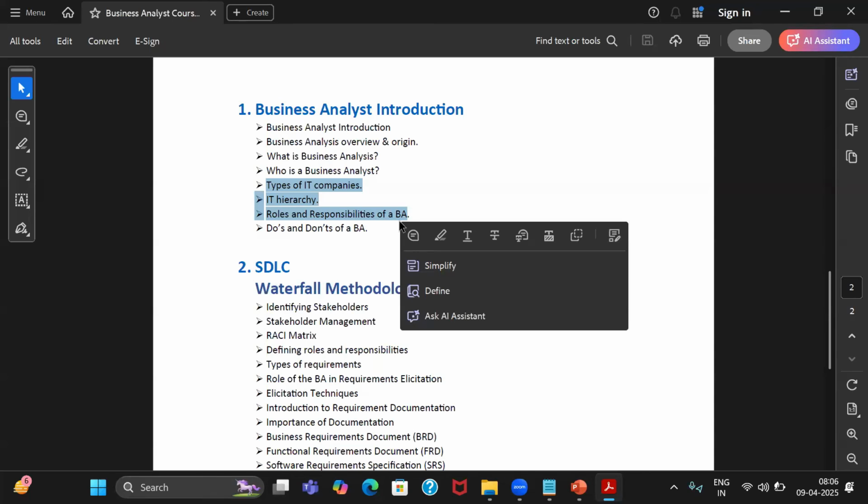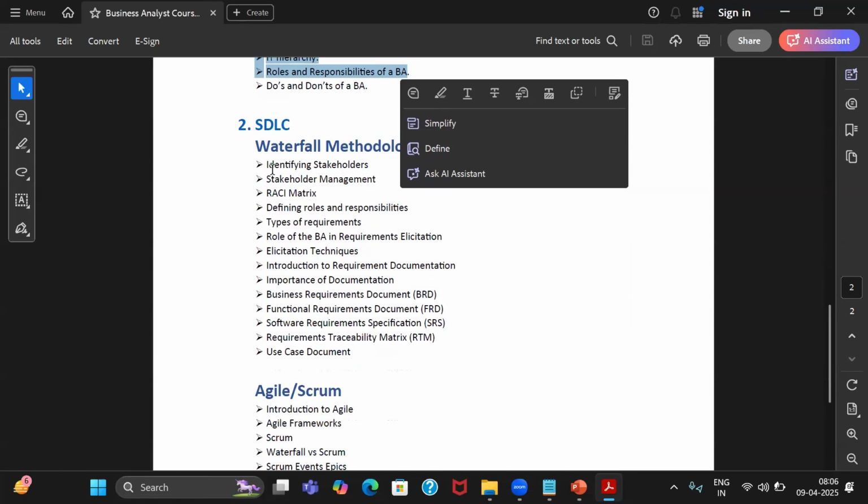What are the other teammates that you will be interacting with? How does software development happen? What is the software development lifecycle model called? So we'll cover the basics before we jump into any of the technical topics. Once the basics are covered, then we move into more technical areas.